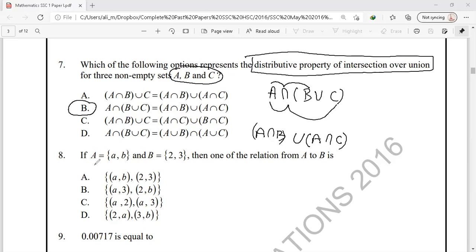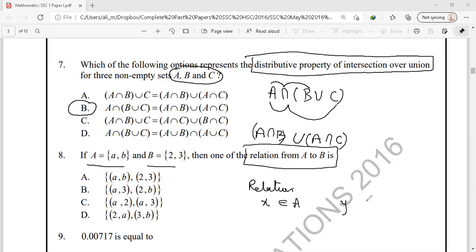Next, we have question number 8. In this question, we have two sets A and B, and we have to identify the relation from A to B. The condition for any relation is that the values of x should belong to set A, and the values of y should belong to set B. In this relation, the x values are a and 2. These x values do not belong to set A. It means this is not our relation.